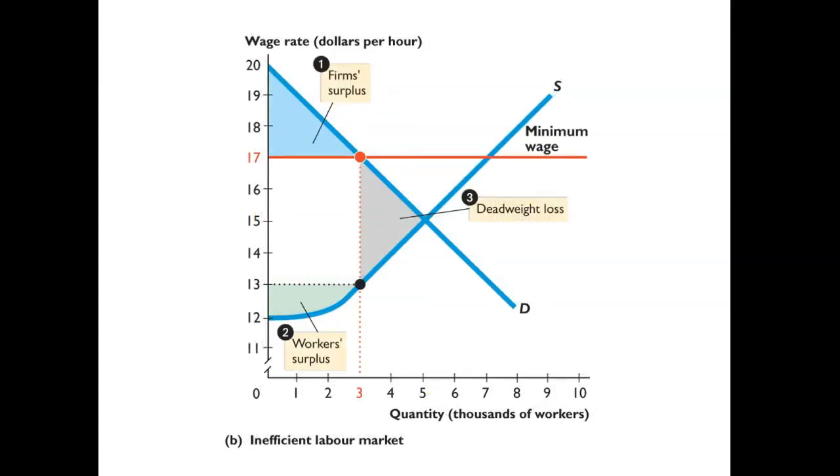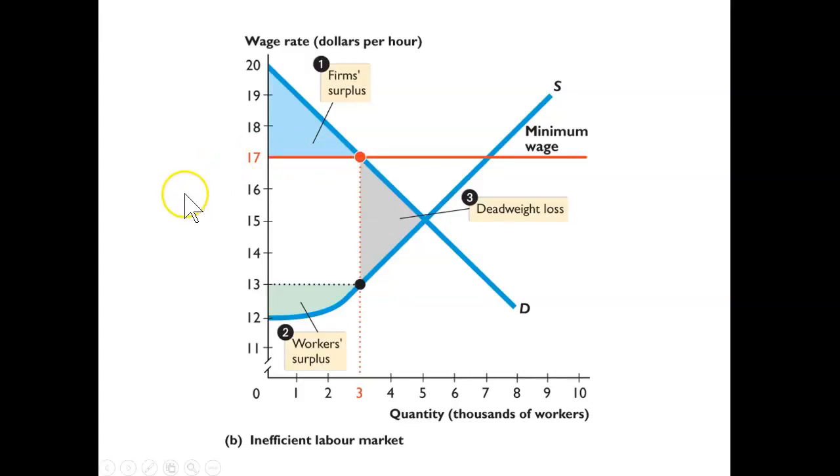when we impose the minimum wage, we can see that the firm's surplus area is going to be squished, assuming the minimum wage is upheld, is enforced. So the firm's surplus area will be restricted to the area above the demand for labour curve up to the quantity which is now demanded, which is only 3,000 now, and above the new price, which is the minimum wage.